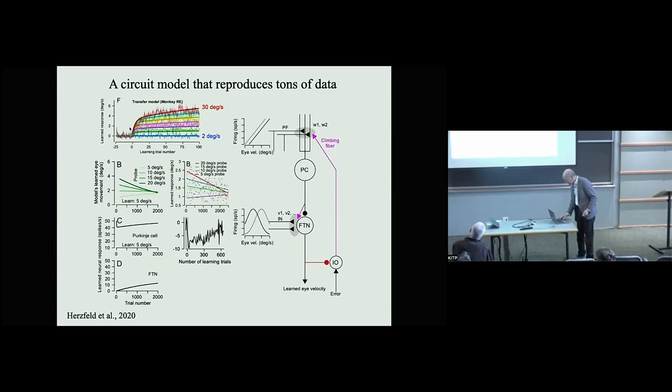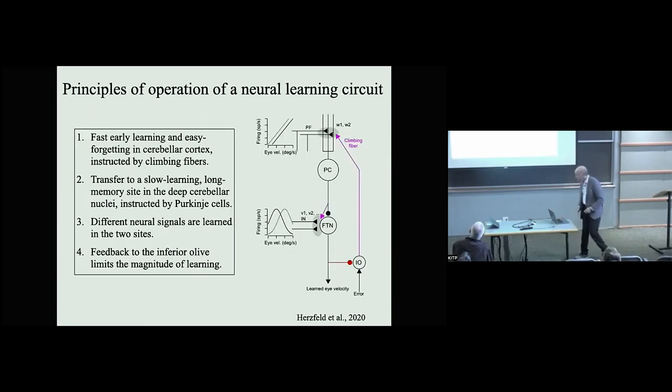So that's my story. Back to the summary slide. Fast, early learning up here. Transfer to a slow learning, longer memory site, to defer slightly to Leslie here, longer memory site in the cerebellar nucleus. Feedback that sort of operates, it's not made of plasticity, but it has the same effect. Once you have some learning, it's preventing more plasticity from occurring up here. And two different neural signals are learned in the two different sites.